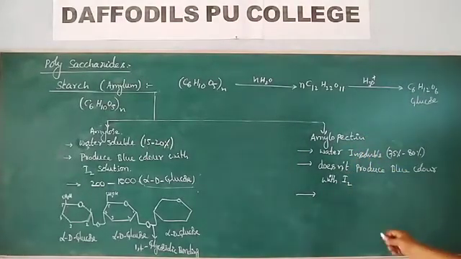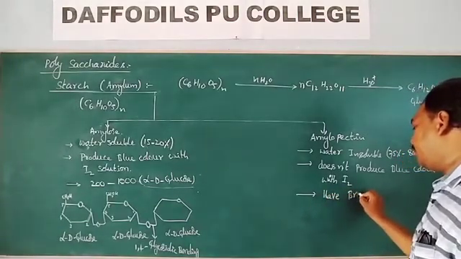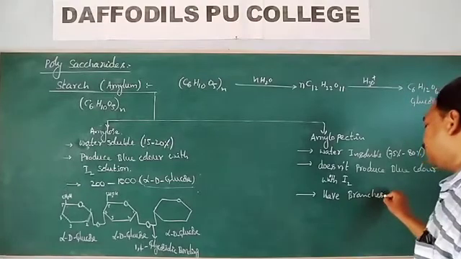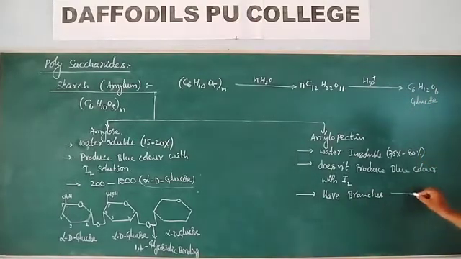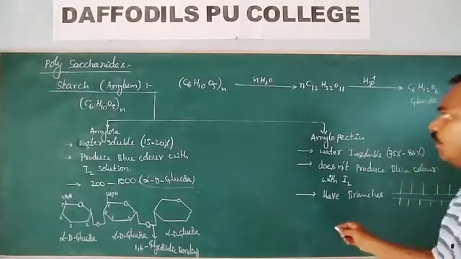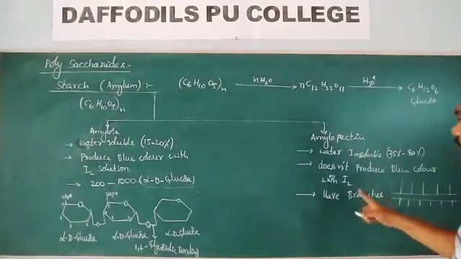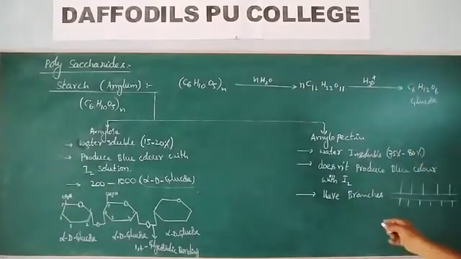Amylopectin contains branched chains. It contains straight chains which have branches with 1,6 linkage. I will show you how this 1,6 linkage is present. So in amylopectin, a straight chain is present.